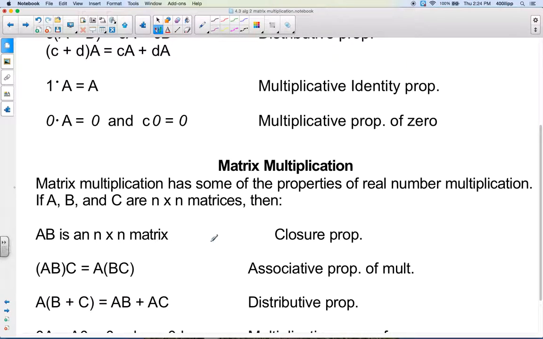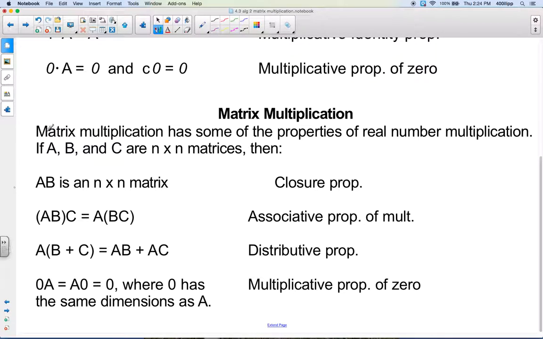So let's take a look. Oh, we still got a little more. Okay, matrix multiplication has some of the properties of real numbers of multiplication. And let's take a look here. So for this here, we're looking at the associative property, but not the commutative property, which is what we just talked about before. Okay, moving on.